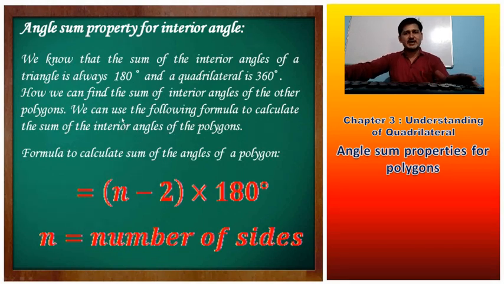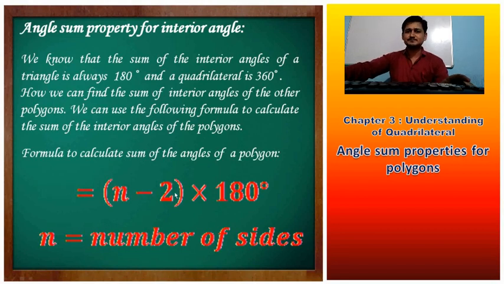Okay, so students, already we have discussed in our previous classes that the sum of the interior angles of a triangle is always 180 degrees, and the same goes for a quadrilateral, which is 360 degrees. But what about a pentagon? What about a hexagon? What about a septagon? What about other polygons? So we have taken one formula to find the sum of interior angles of other polygons. The formula is (n minus 2) into 180 degrees, where n is equal to the number of sides. So we will find the sum of the interior angles of a polygon.